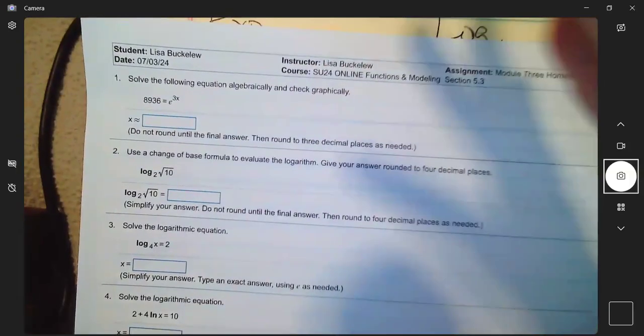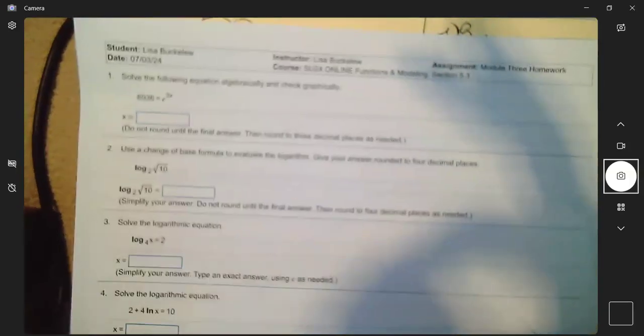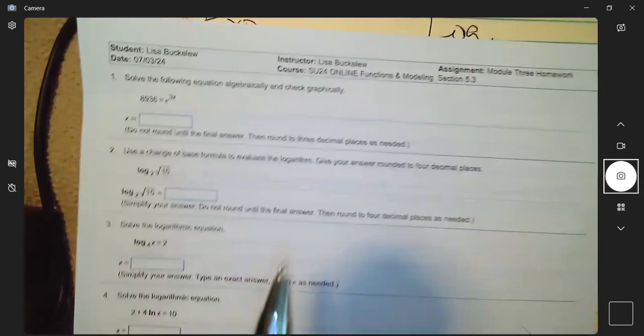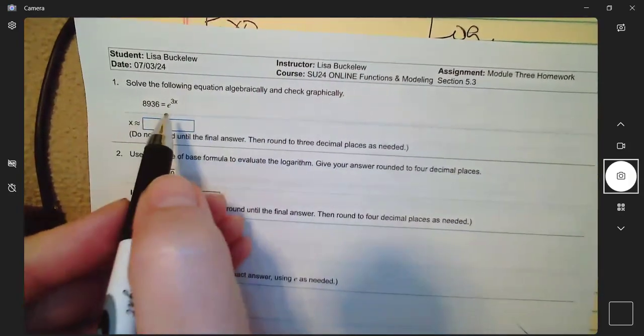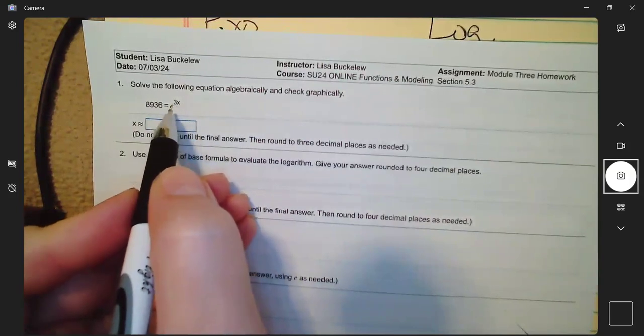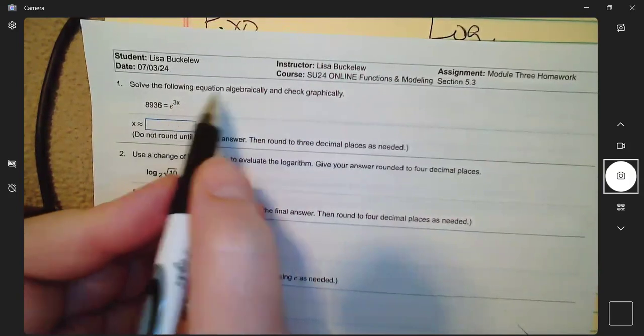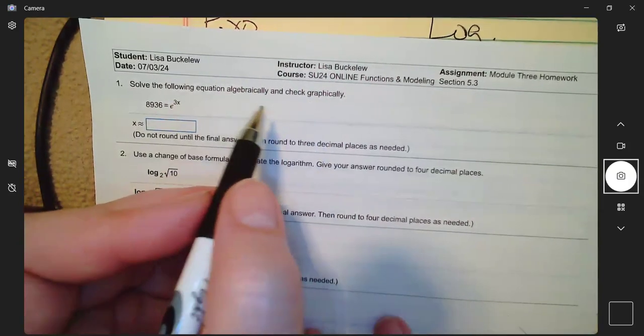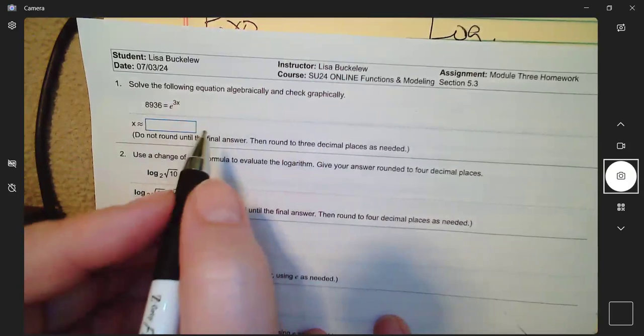Just in the interest of time, I printed them all off. These are the 8 problems that are in 5.3. Let me see if I can zoom in here a little bit more so we can see them up close. Okay, so on the very first one, we are solving where the x is up in the exponent and the base is e. It says check it graphically, so that's where we could go to Desmos, but I won't do that part today because that part is explained pretty well in Moodle.